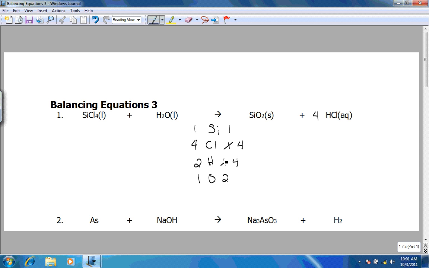So now we go to hydrogens. We have 4 on the right and 2 on the left. In order to make 4 on the left, we're going to multiply that by 4. That changed our oxygens to 2, which balances out.